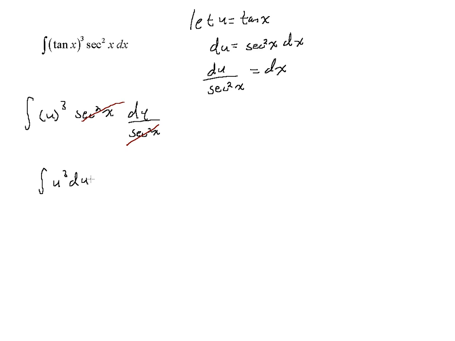So we'll raise u by a power of 1. 3 plus 1 is 4. Put it over the new power, plus c. Now we'll sub back in for u. I like to put my fractions out in front. It's just me. u is the tangent of x, and now to the fourth power plus c. So we're finished.